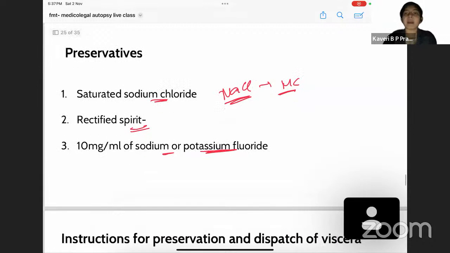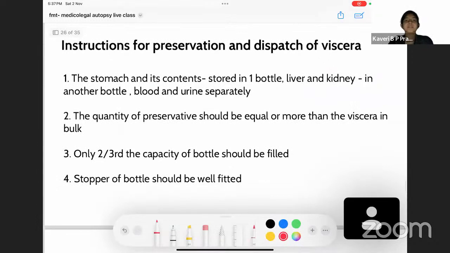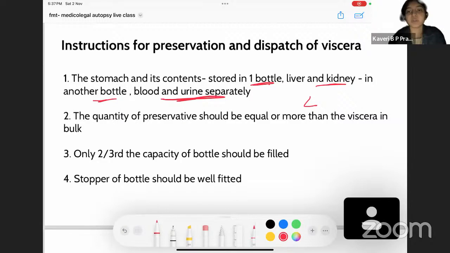Apart from this, you have to follow certain instructions for the preservation and dispatch of viscera. So what are the instructions? The stomach and its contents are stored in one bottle, liver and kidney in another bottle, blood and urine separate. So how many containers do you totally need? Four. One is the stomach and its contents, because you do not want that content to get mixed up with some other organ.